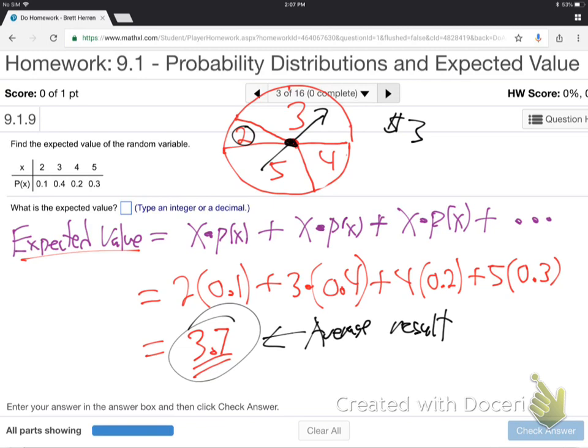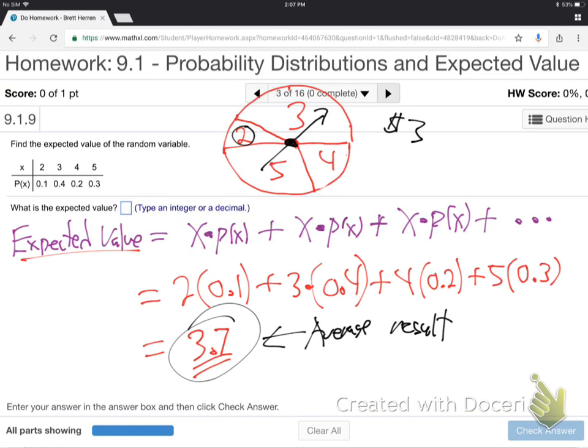Yes. Thus, they won't charge $3. Yes, because you'd win on average. You'd win 70 cents on average. If they charged $3, you're going to get 3.7 every spin on average, so you're going to be making 70 cents per spin on average. Now, you can't make 70 cents on any one spin, but if you do that 1,000 times, the average will be super close to you made 70 cents per spin.